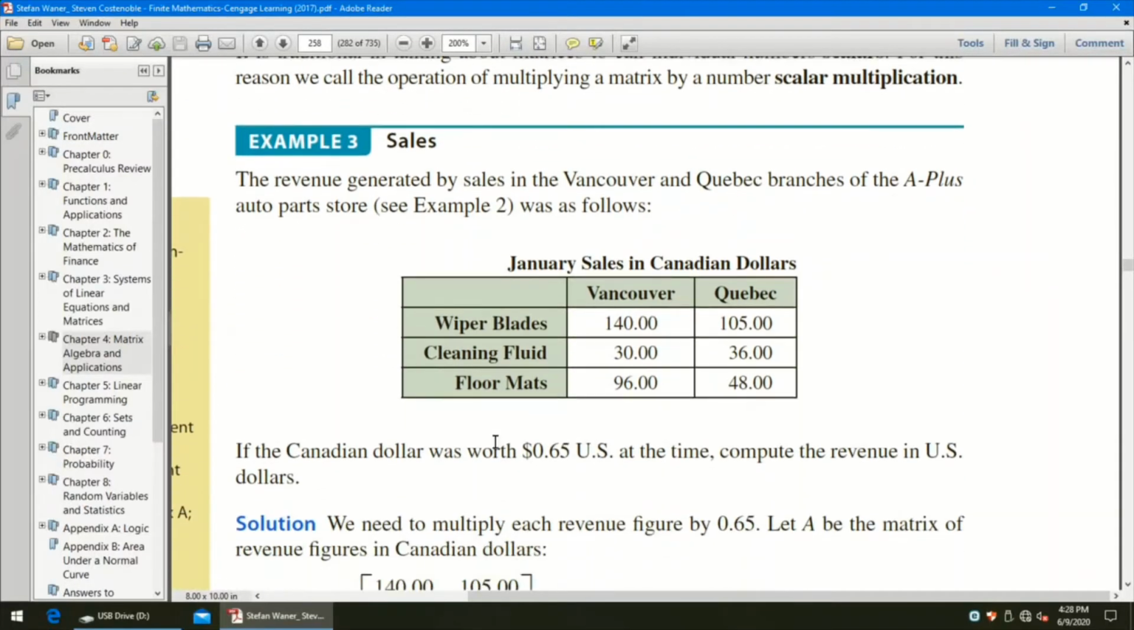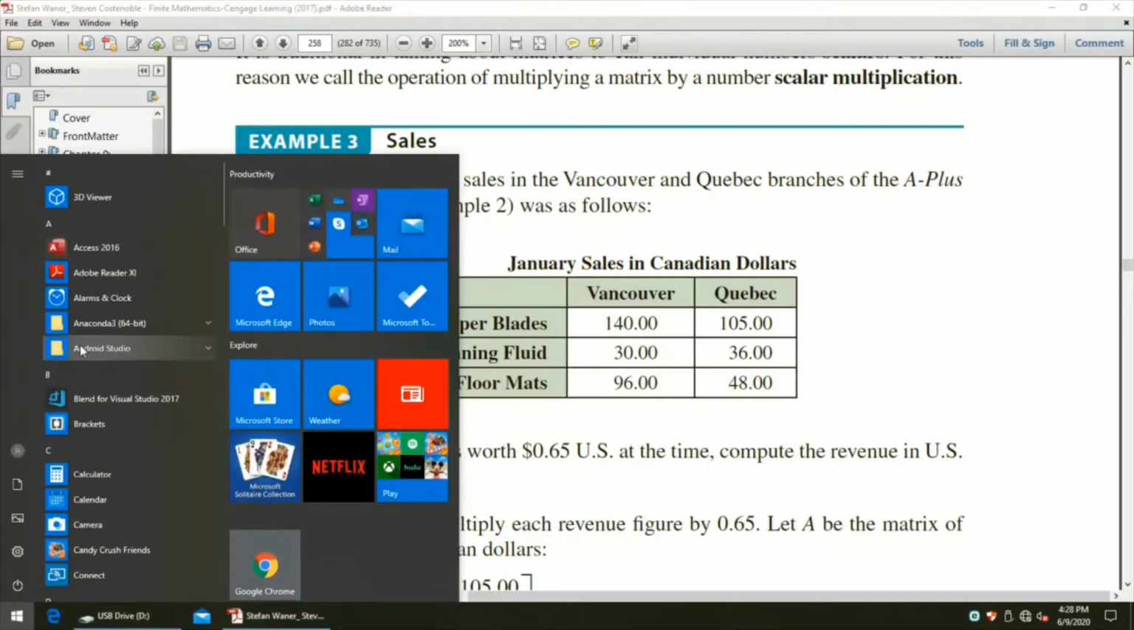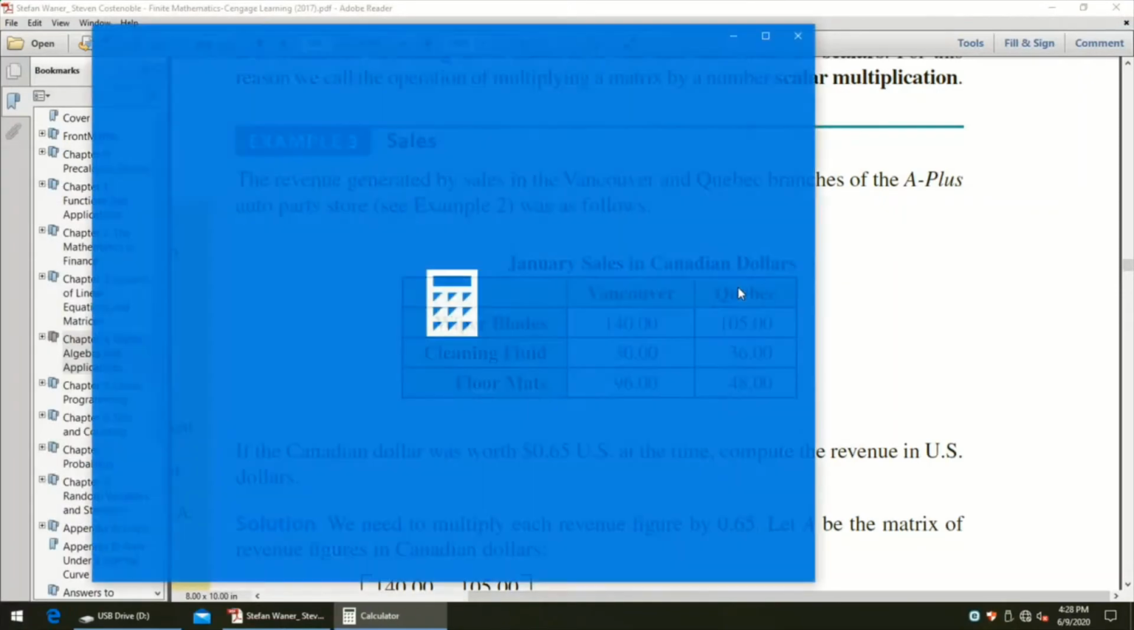Again, they have given you another example where, in terms of dollars now, they have given you values in Canadian dollars for 2 cities, Vancouver and Quebec, and they've given you the sales value. And they want you to report this value in US dollars. So you know that the US dollar is stronger than the Canadian dollar. So if I were to express it in terms of Canadian dollars, how would I express it? You can just simply use a calculator to find out.